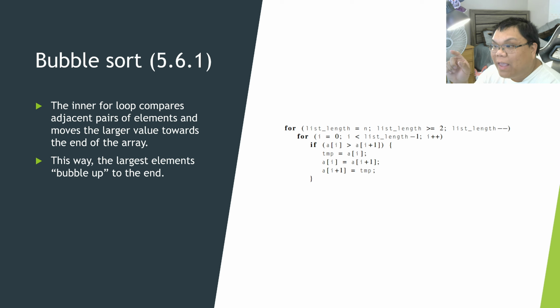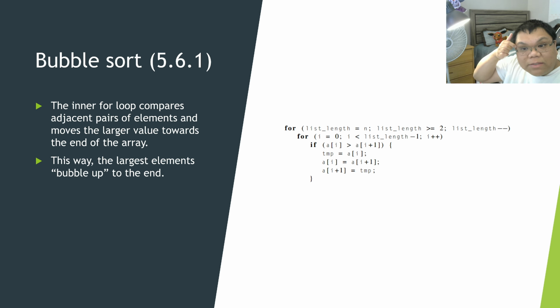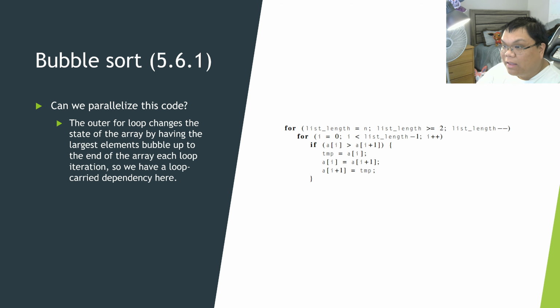Okay, so now we have a nested for loop that describes how bubble sort operates. Can we parallelize it? Well, the outer for loop changes the state of the array by having the largest elements bubble up to the end of the array for each for loop iteration. So there is a loop carry dependency here. In other words, we cannot do the steps of the outer for loop in any order. It must be done in order.